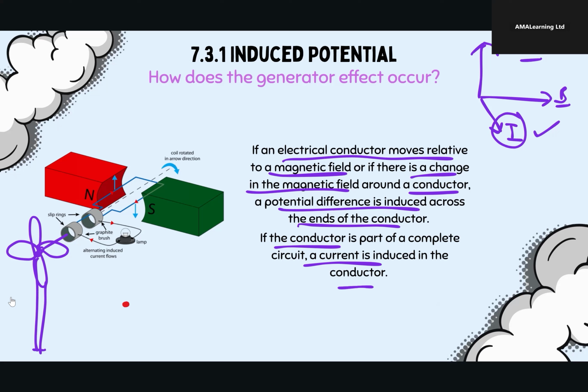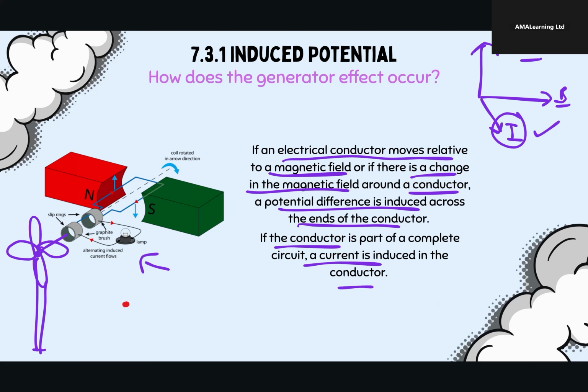So if the wire is part of a complete circuit, as you can see, this is a complete circuit, the potential difference makes the current flow through it. So in other words, it produces electricity. This is how we generate electricity. For example, wind turbines and bike dynamos all use the same principle.